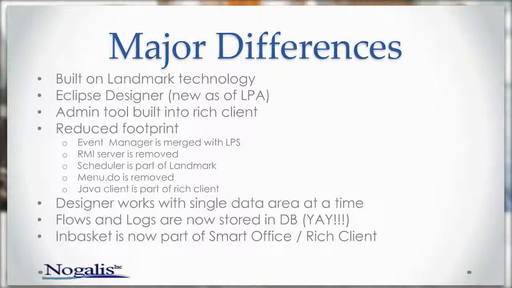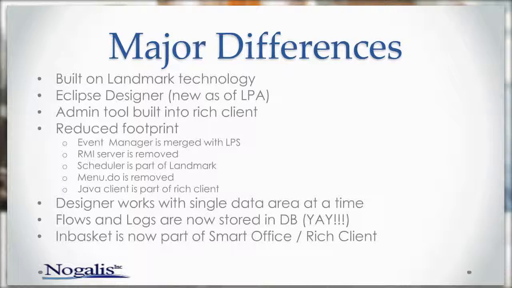The scheduler is now part of Landmark, so it's not really a scheduler that's just unique to the process automation. Menu.do is not there. Again, that's also within the rich client. All the functionality of that is there. And the Java clients are all part of the rich client, like the admin tool and whatever the other tools were. And the designer now works with a single data area at a time, which is also kind of nice.